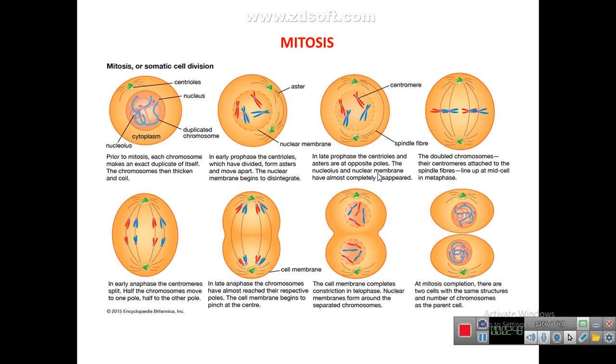Then comes the late prophase. The centriole and the aster are at the opposite poles now. The nucleolus and nuclear membrane have almost completely disappeared. Then comes the second phase of the mitosis, metaphase. The doubled chromosomes, the chromosomes attached to the spindle fiber, line up at the mid cell in metaphase stage. This is also known as the metaphase plate.